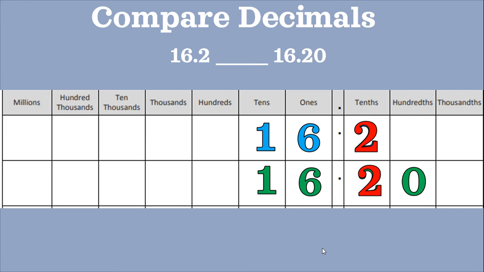Notice in the first number, there aren't any hundredths. That just means that there's 0 hundredths, so we can represent that by putting a 0 in the hundredths place. Now we can compare the hundredths. Notice that both numbers have 0 in the hundredths place. So now that we're out of digits, we can see that both of these numbers are equal to each other.